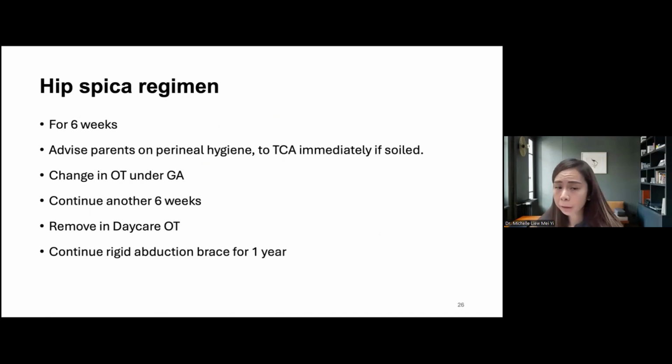What usually happens after hip spica application is that we will keep it for about 6 weeks. We will advise the parents on perineal hygiene and to come back as soon as possible if it gets soiled for some reason. If it needs to be changed, or at the end of 6 weeks, we will normally change it anyway. We'll do it in the OT under general anesthesia and then continue the hip spica for another 6 weeks, and subsequently remove it in the daycare OT. Then we put the patient on the rigid abduction brace for about a year.